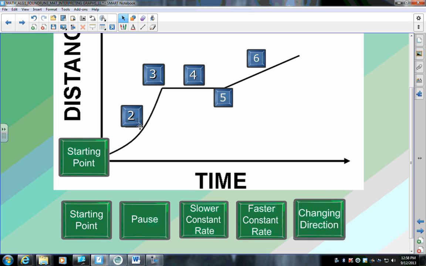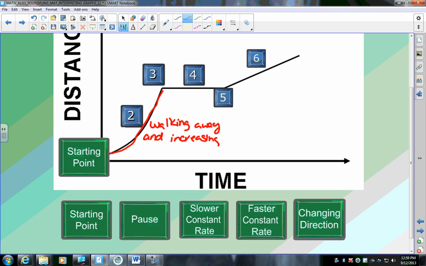Now, my problem is with number 2. I can't put slower constant rate or faster constant rate. Why? It is going faster, but is it a constant rate? What's happening? No, look, you're going slow and then you're speeding up. That's a curve. The constant rate has to be a straight line. When it's curved like this, it means I'm walking away and increasing in speed, because I'm speeding up.